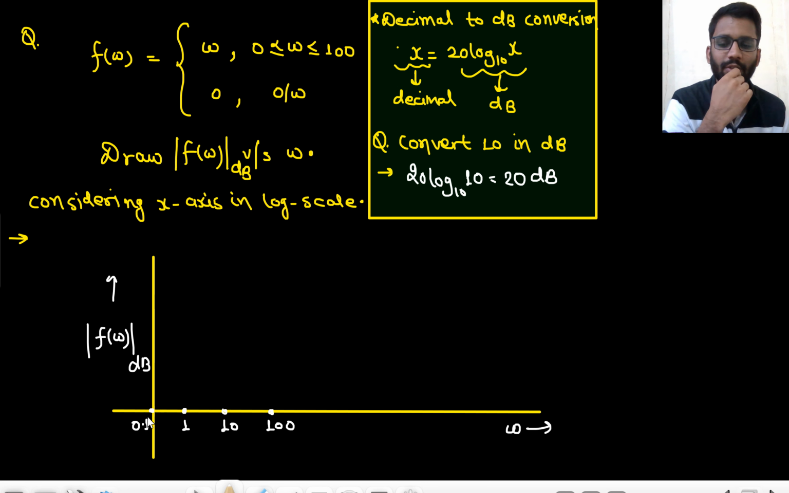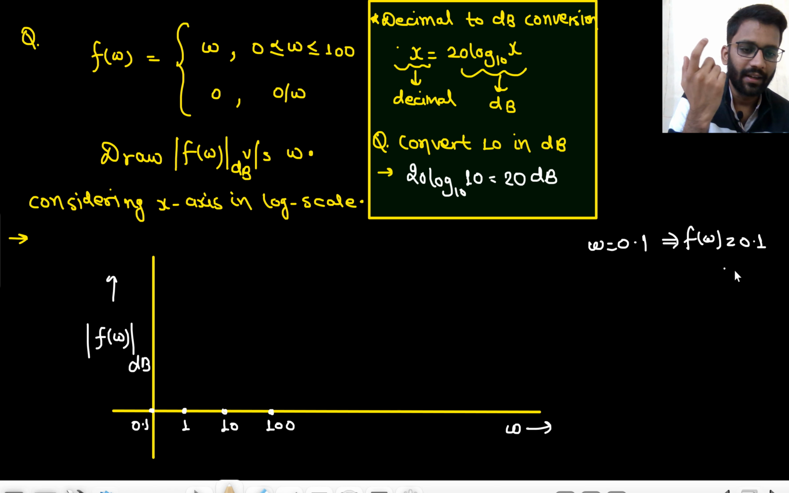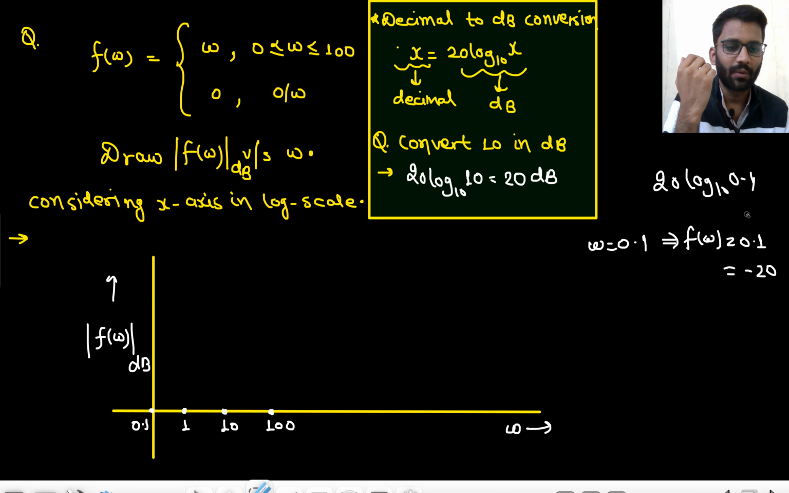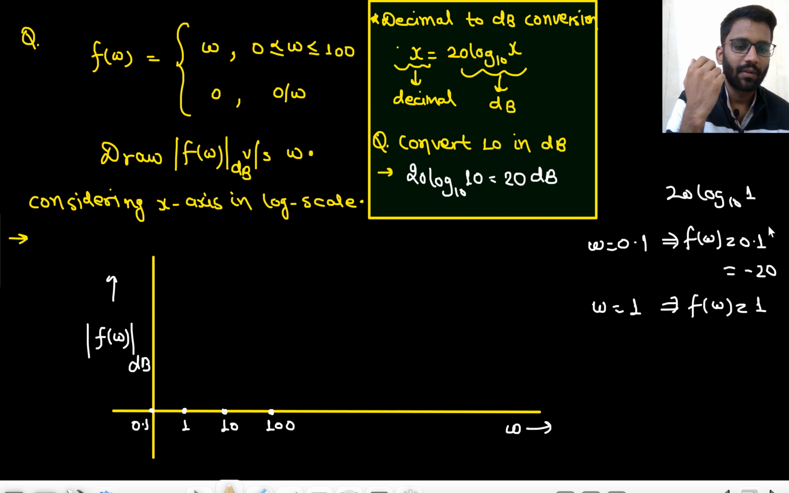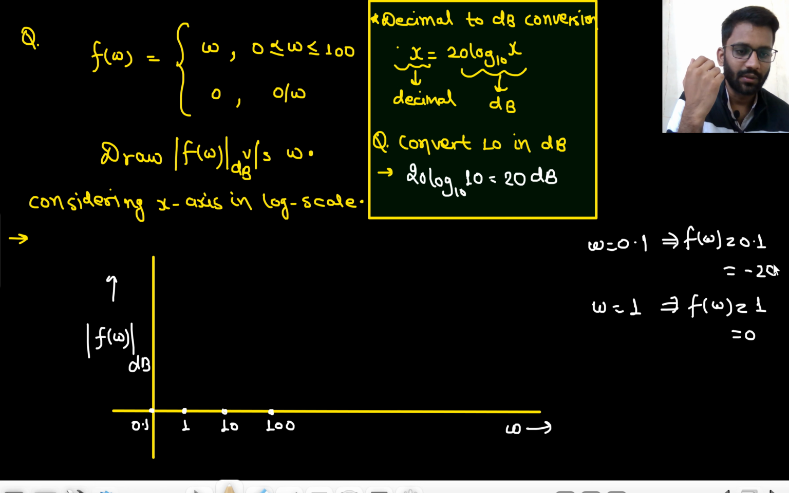So at omega equals 0.1, what is the value of f of omega? It is 0.1. And in dB, what will it be? 20 log 10 of this value. That means it will be minus 20. Here I will write all the values. At omega equals 1, f of omega is 1 only. In dB, 20 log 10 of 1, that means 0 dB. So in dB it will be 0 dB.